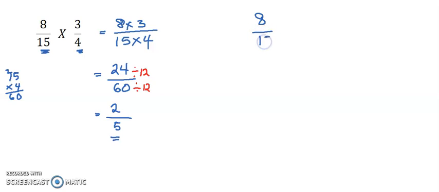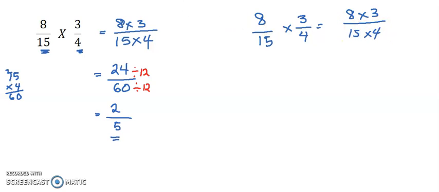I find it easier for my brain. Right? So let us look at 8 over 15 times 3/4. So we're going to multiply the numerators, 8 times 3 over 15 times 4.